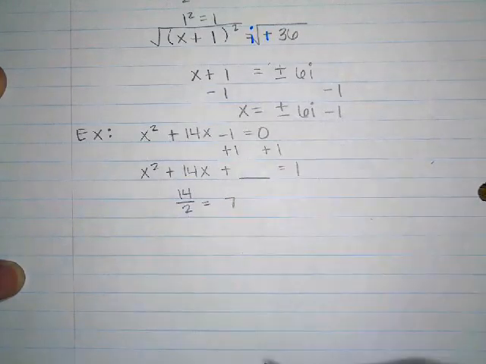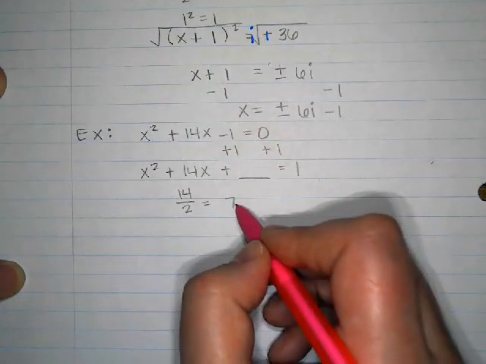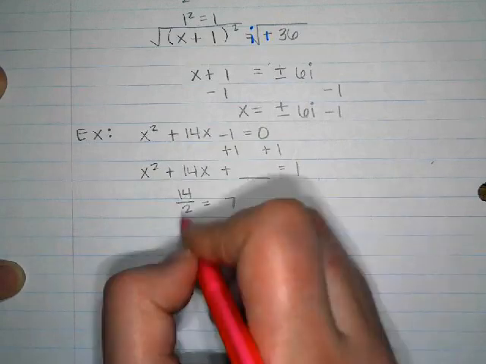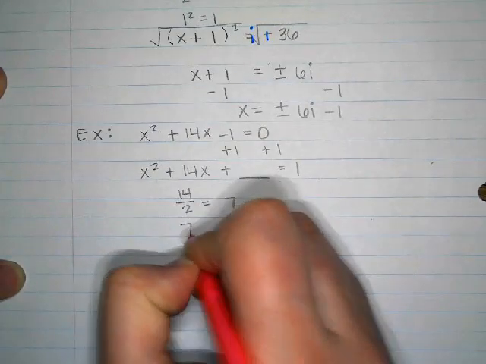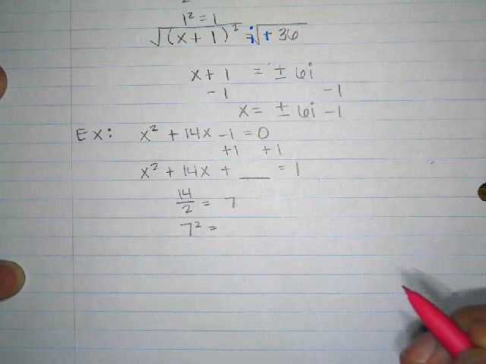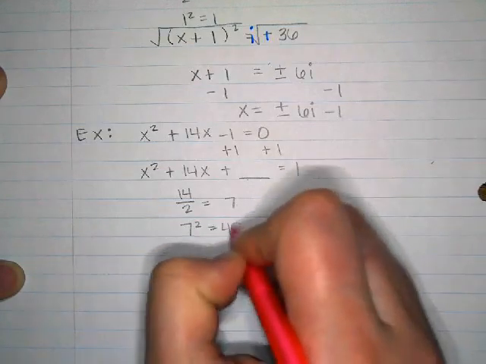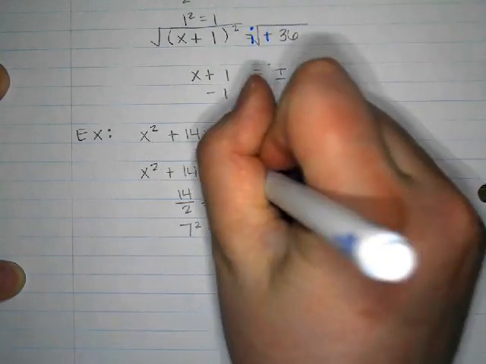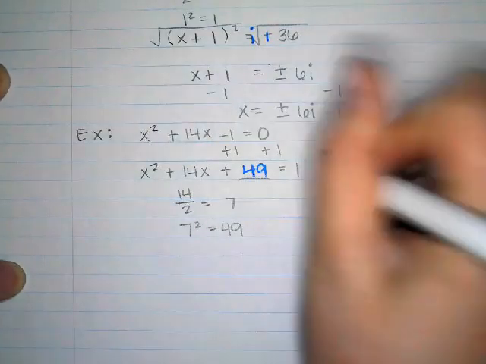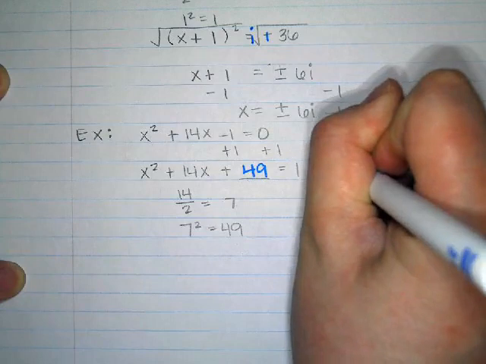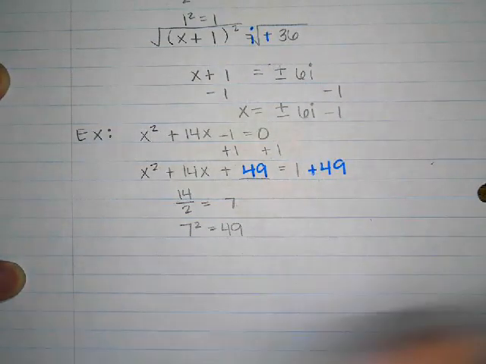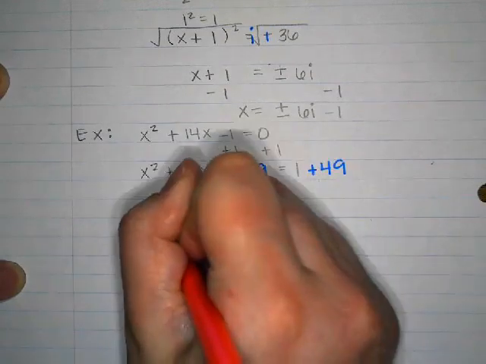Do we put 7 in the blank? Square it. Okay, 7 squared is 49. So the 49 we're putting in the blank, or well, we're adding 49 to the right side because we added it to the left side. Okay, so now on the left side I have parentheses squared, and then what do I have on the right side?